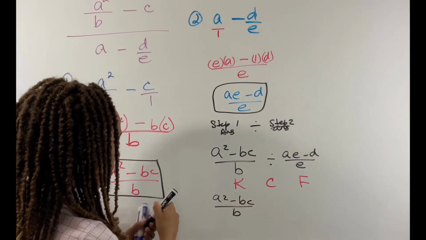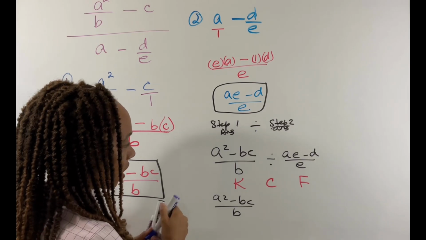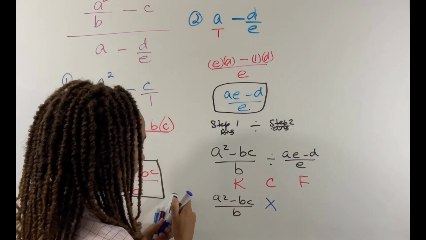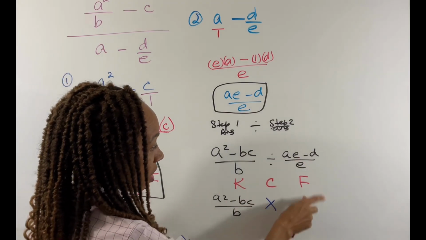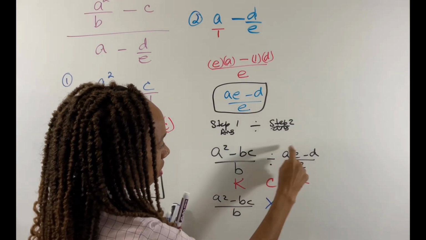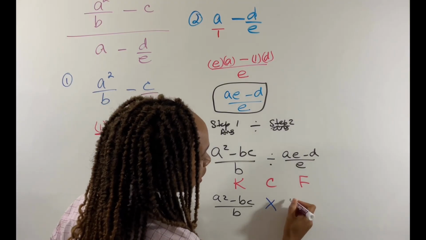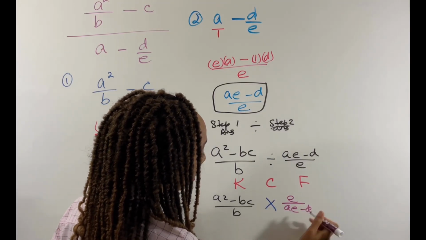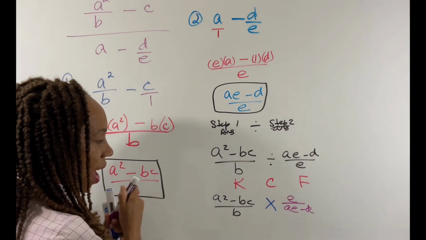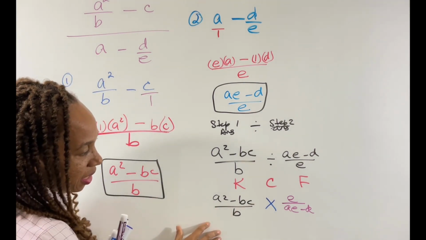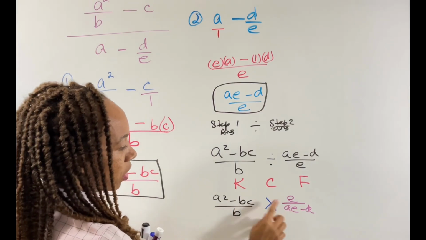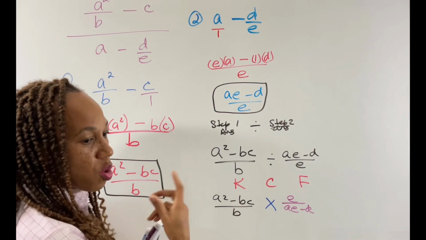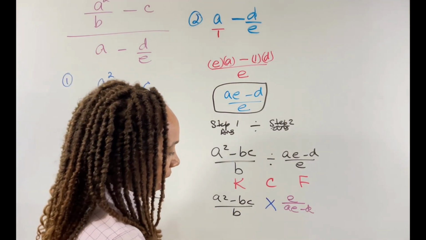And then I'm going to change that sign because I must change my division to multiplication. And once I do that, I'm going to flip my last expression there. So I will have e over ae minus d. So once you have that, like this, you can cross multiply it across or just combine it, and so you will end up with your correct answer.